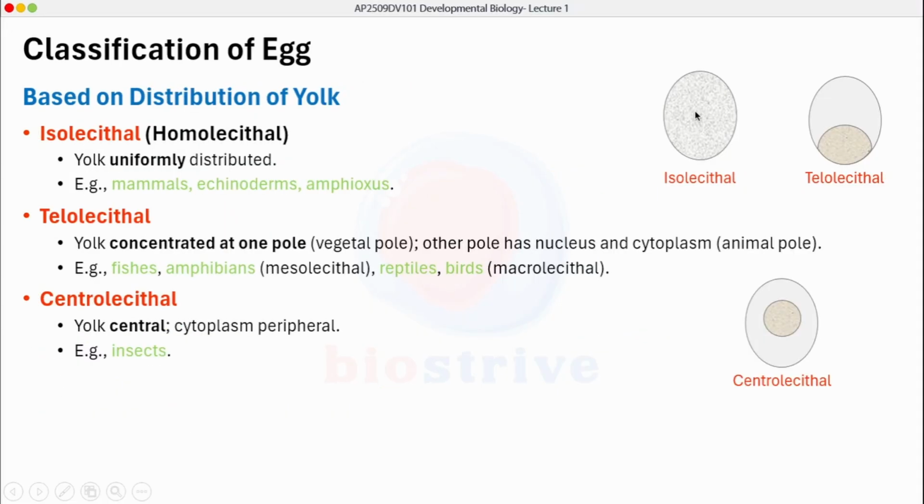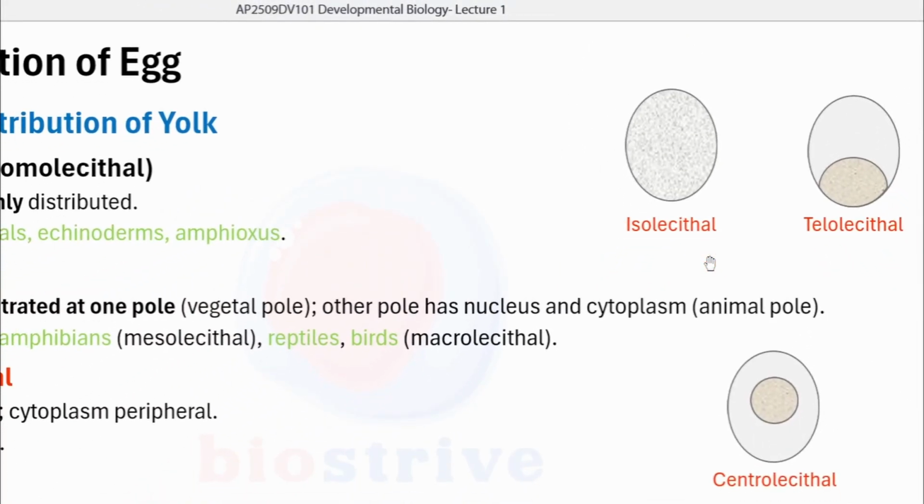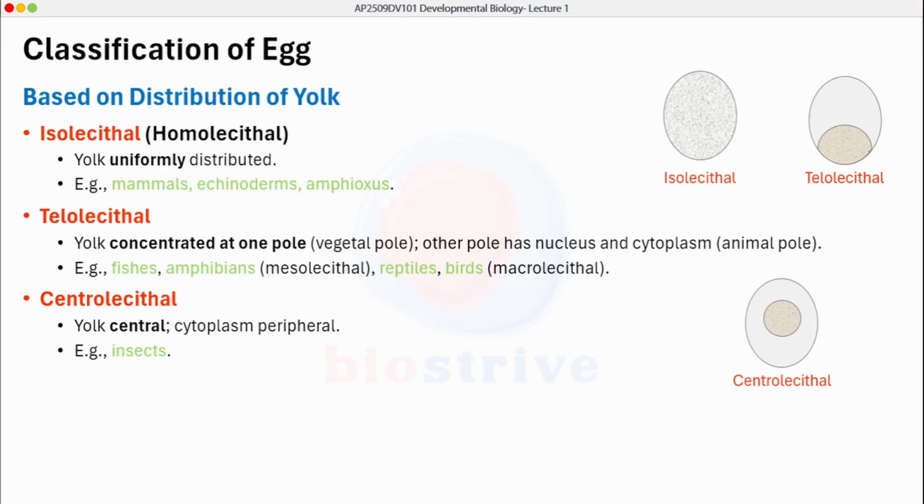On the basis of distribution of yolk, eggs can be classified into again three categories. First is isolacithal eggs, in which the yolk is distributed uniformly all along the cytoplasm, and isolacithal is common with microlacithal eggs, where a very small amount of yolk is present and it is uniformly distributed all along the cytoplasm. In case of telolacithal eggs, it is usually present with the mesolacithal or macrolacithal eggs, and this yolk is usually localized to one end or one corner of the egg.